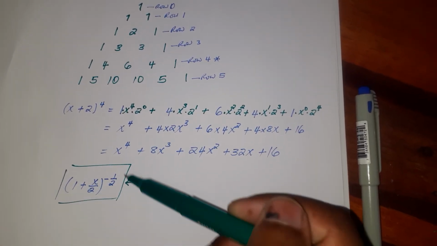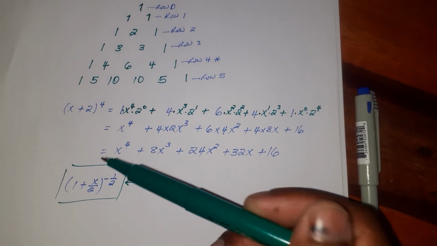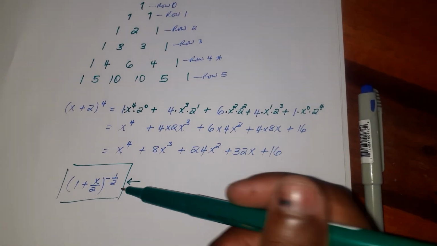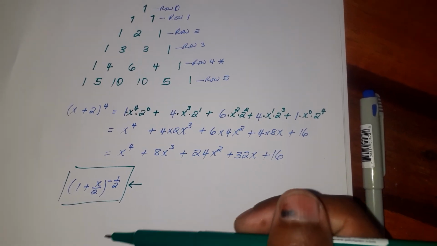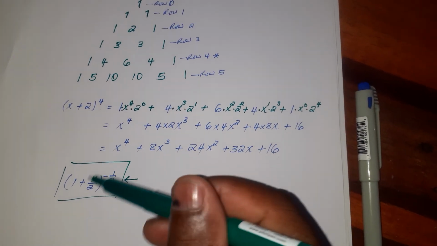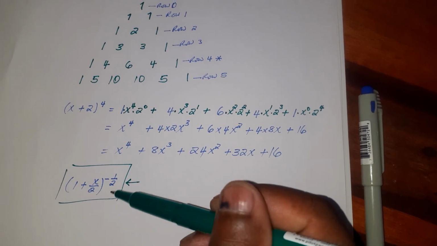Now in the case when the exponent is negative, there is a formula for that, and I'll give you the formula in the next video when we are going to solve this bracket.